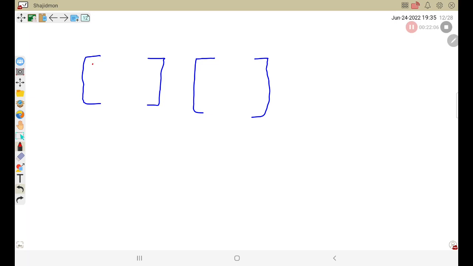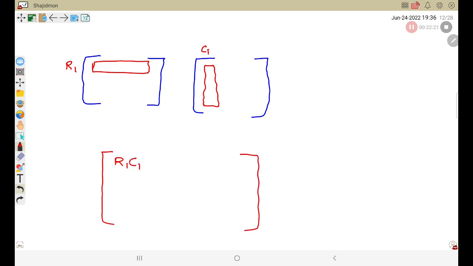What you do? First, we take the first row here, row number 1. Multiply first with column number 1 here. Okay, R1, C1. That should be the first number. Just one example I am writing. This is the AB matrix I am talking about. R1, C1. After that, what you do, same row multiplied with column number 2 here. This is column number 2. That will be the second number. R1 with C2. Now multiply the same row with column number 3 here, C3. That means R1, column number 3.